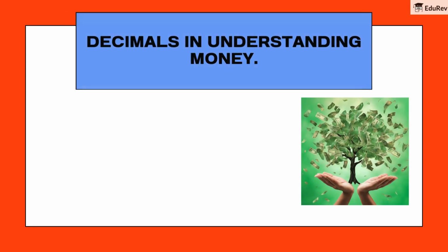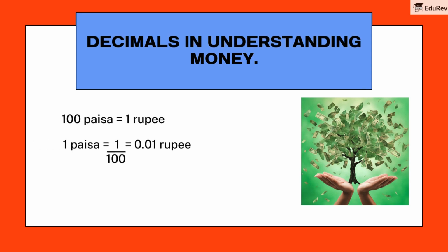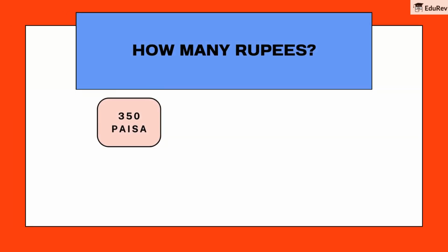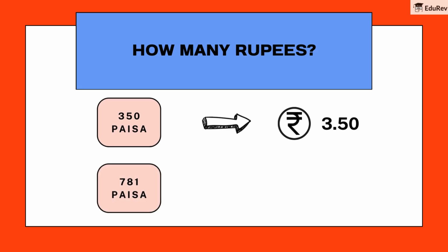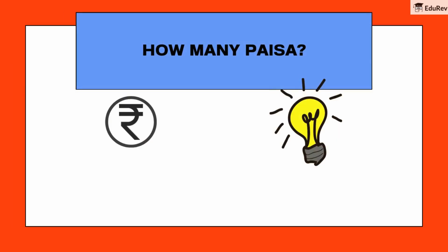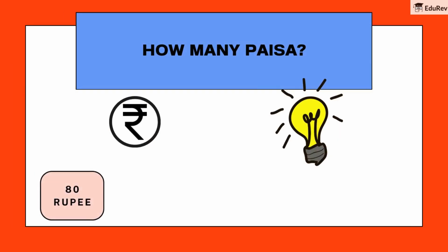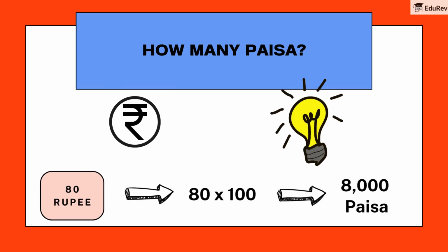Now, let's understand decimals in relation to money. We know that 100 paisa equals 1 rupee and 1 paisa is 0.01 rupee. For instance, 25 paisa equals 0.25 rupee. How many rupees are in 350 paisa? It is 3.50 rupees. And if we take 781 paisa, that would be 7 rupees and 81 paise. Now, let's see how many paisa are in 80 rupees. We multiply 80 by 100, which gives us 8,000 paisa.